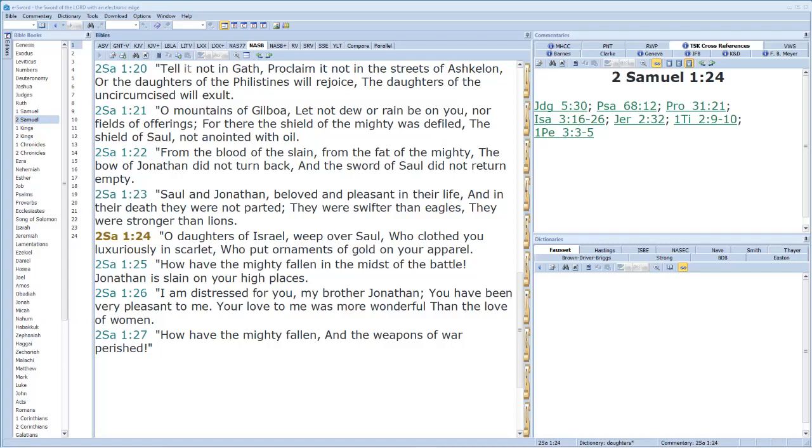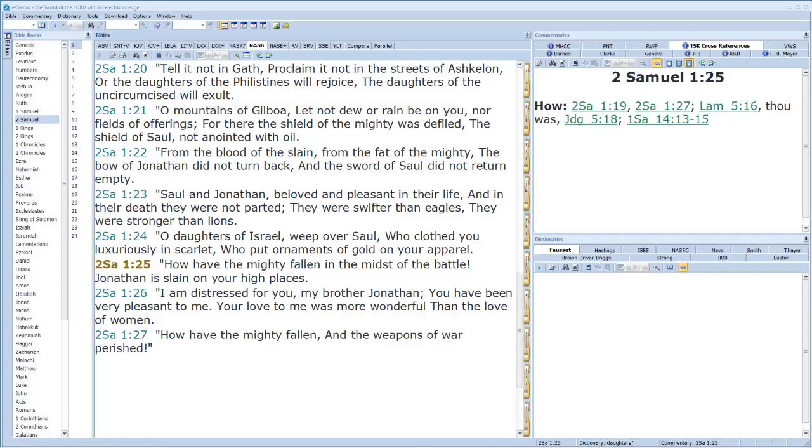Even though he himself wasn't necessarily the best ruler personally or morally, he still helped the people in what he was supposed to do. Now it says, verse 25, how have the mighty fallen in the midst of the battle? Jonathan is slain on the high place. And so he points out that Jonathan, his brother, had died as well. And verse 26 says, I am distressed for you, my brother Jonathan. You have been very pleasant to me. Your love to me was more wonderful than the love of women.